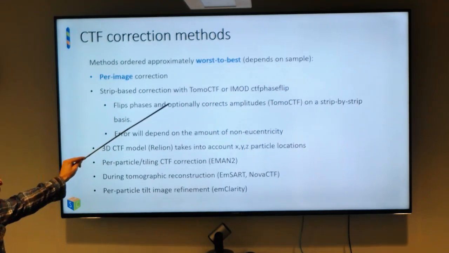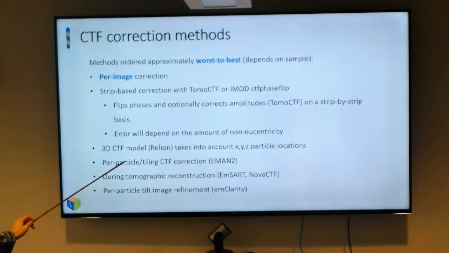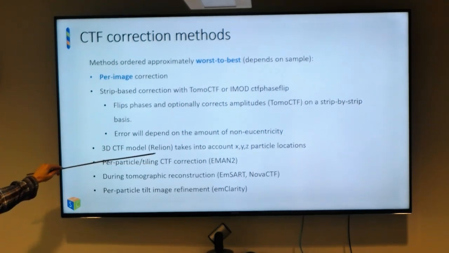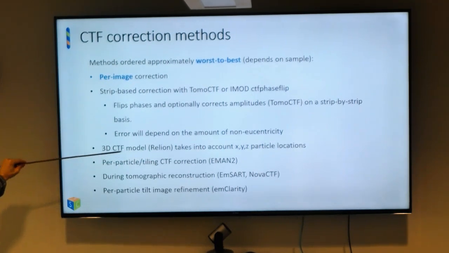This is implemented in IMOD and TomoCTF. Right, and so your error will be how much non-eucentricity you have, and you're actually not taking into account the thickness of the ice when you're correcting in this way. Okay, you could do a 3D CTF model, which is something that is built into RELION if you give it the correct values, essentially, your defocus. It will assume whatever defocus you give it on a per tilt image basis is correct, and it will take into account the locations of your object in 3D.